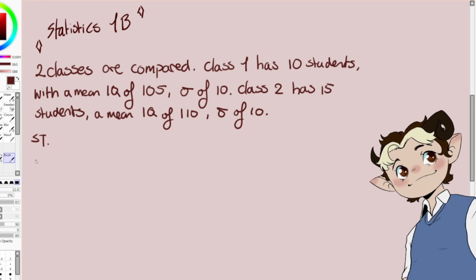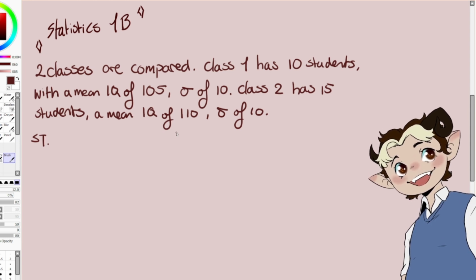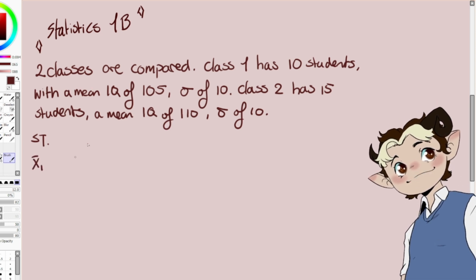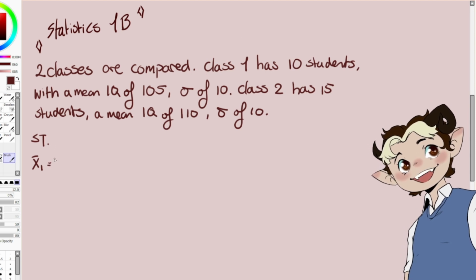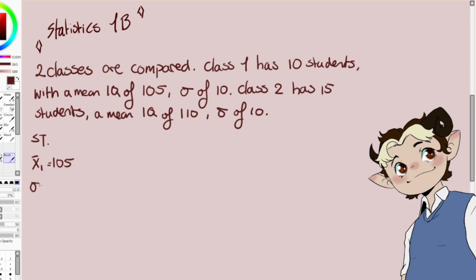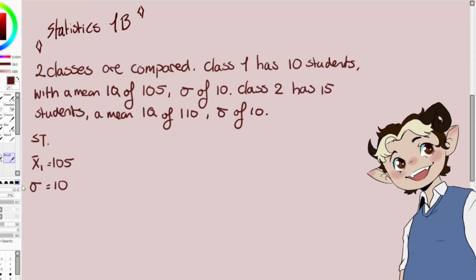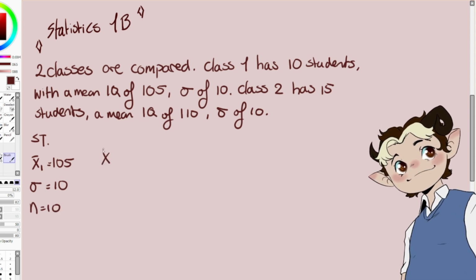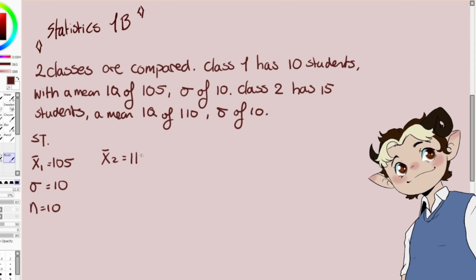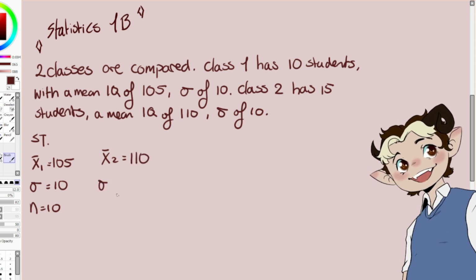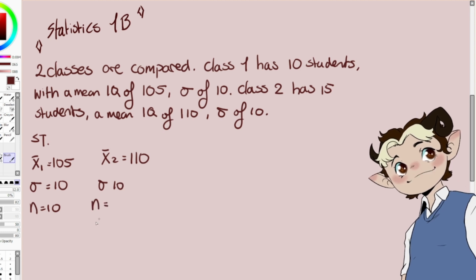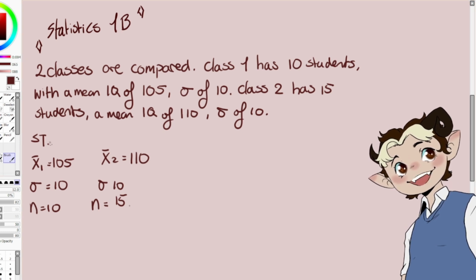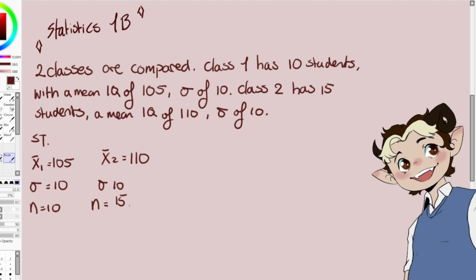What I always do when I am presented with a text is look at what is given to us. For our first class, the mean was 105, their standard deviation was 10, and it was a class with 10 people. And in class 2, we have a mean score of 110, a standard deviation of also 10, and an n of 15. Now we have everything that we need. So let's look at our hypotheses, because that is very important.